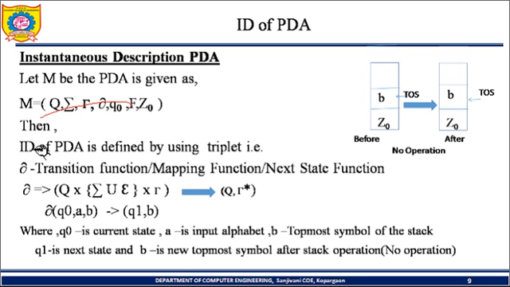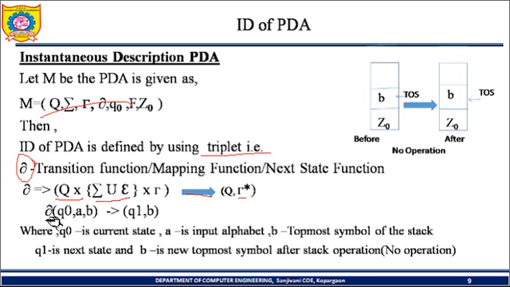Then the ID, the instantaneous description of the PDA, is defined using a triplet, and that triplet is defined using the delta transition function. So delta is nothing but the current state, capital Q, into the current input symbol. If you don't have the current input symbol, then we consider epsilon as the current input symbol, into the topmost symbol of the stack. We will be in the next state as well as the next topmost symbol, after performing push, pop or no operation on the stack.